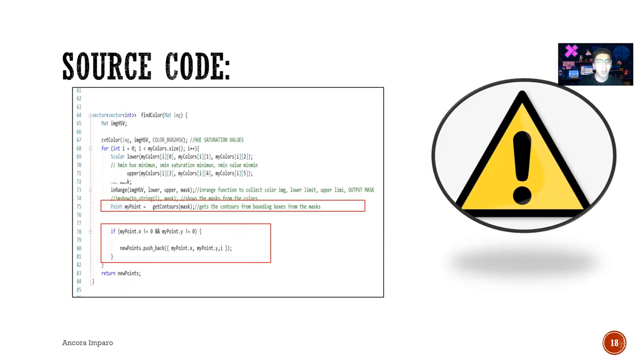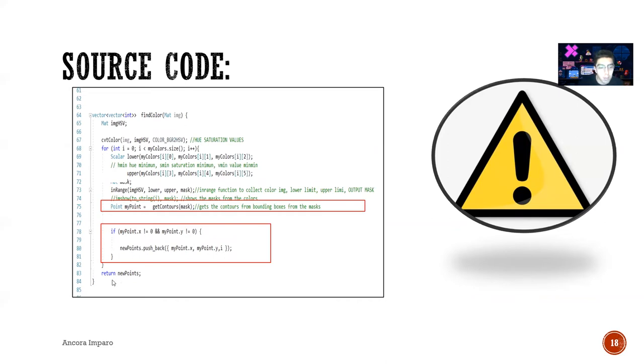One thing that we should be aware of is that the camera is not that accurate. So sometimes it's not going to get the points, this point from the bounding box. When this happens, we need to tell the program to keep pushing back all the points from the vector, so the program won't stop.